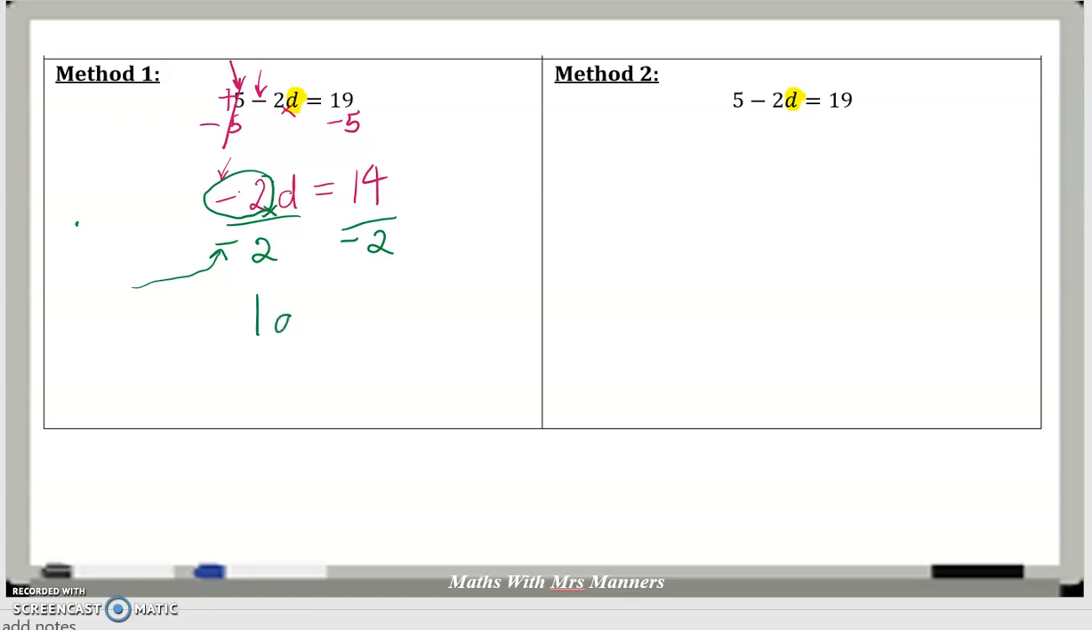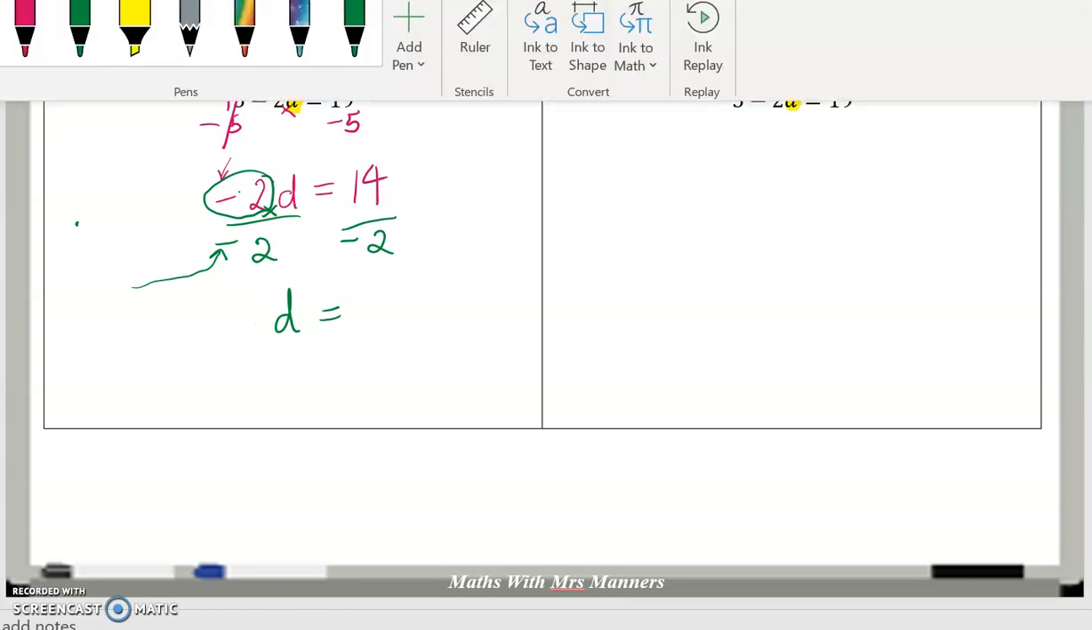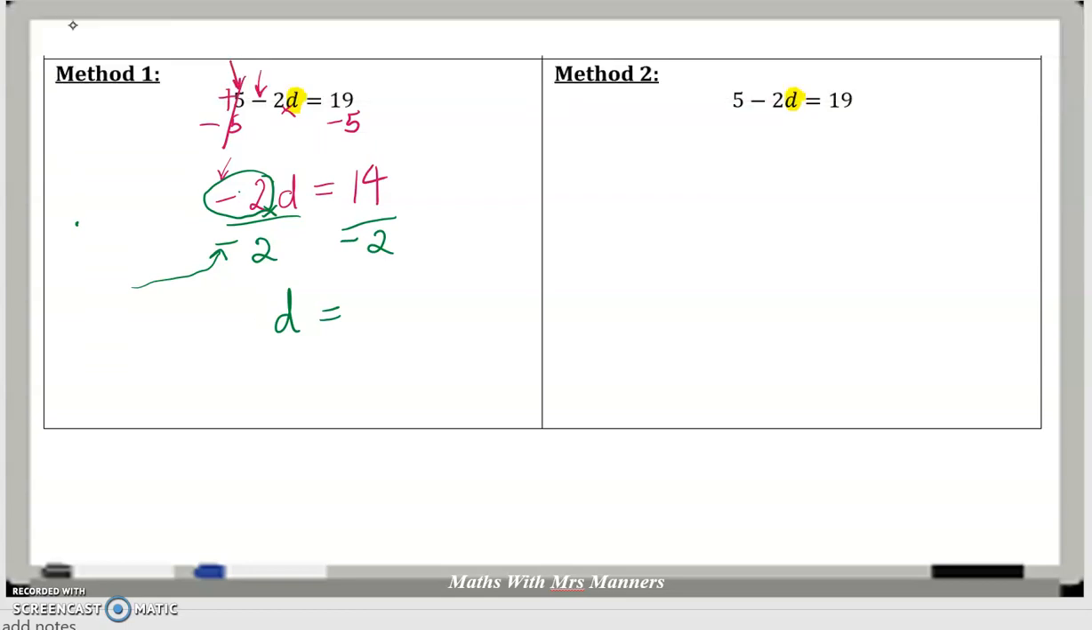I don't need to write 1d. If you want to write 1d, you can. I won't be writing 1d, but it's important for you to understand that when we do the inverse operation, the numbers don't disappear. We end up getting a 1. And on the right-hand side, 14 divided by minus 2 is minus 7. And that is my solution.